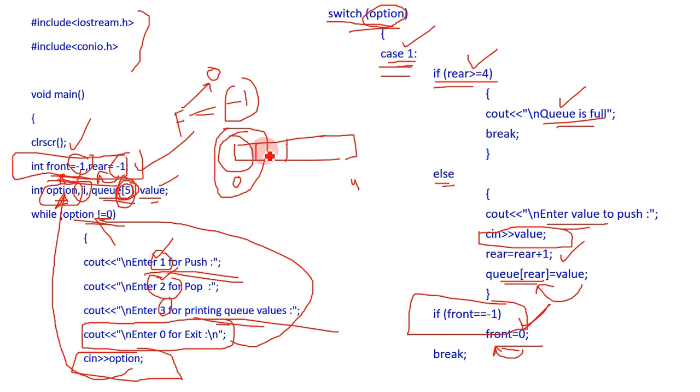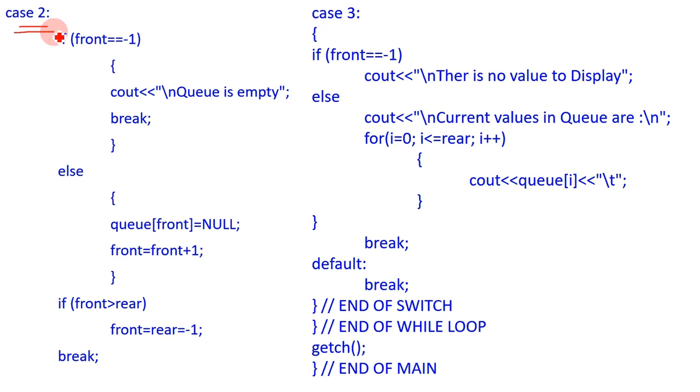Now let's go to the second case, which is for deletion. If front is equal to -1, it means there is no element in the queue data structure, the underflow condition, so the queue is empty, and break. Else, assign null to the front location and increment the front by 1. In insertion, you increment the rear end by 1, while in deletion you increment the front end by 1. So you move to the next value.